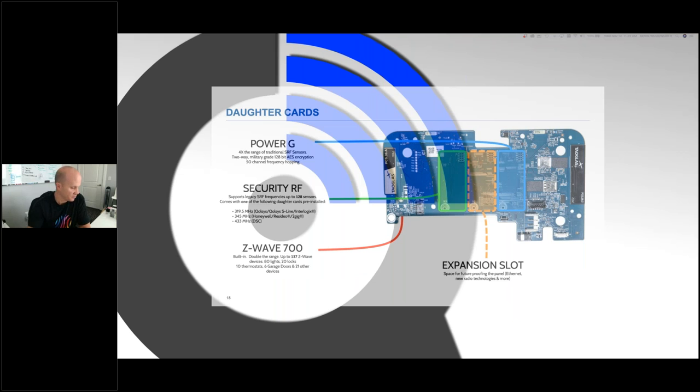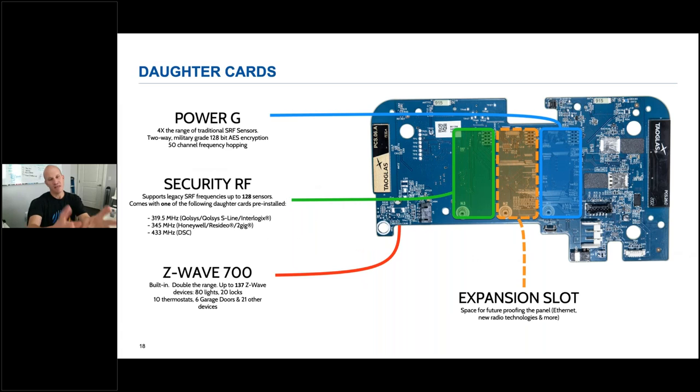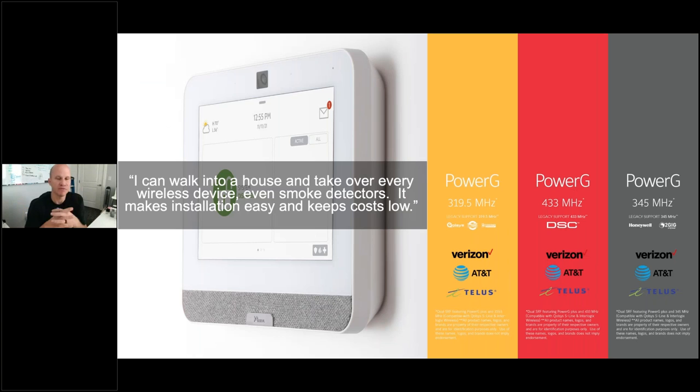All right. Perfect. So coming from the inside back to the outside here, when you put that entire architecture together, when you take all the different daughter cards and things that we can do, we essentially end up with what we call three flavors of the panel. These are the ways it can be bought in the marketplace today. You can buy what we call a gold box panel, which is a PowerG 319 panel. That would have three SKUs of its own: Verizon, AT&T, or Telus, depending on which SIM card you need.